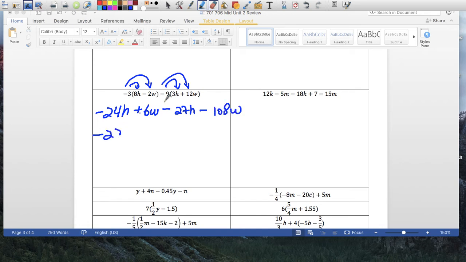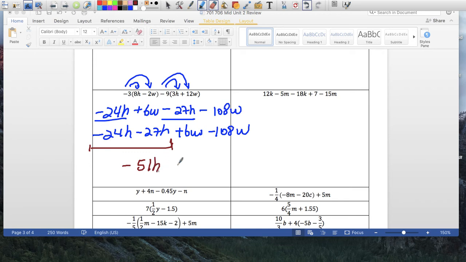Combine like terms. Let me bring things together. Move this term next to this term, and then plus 6w and minus 108w next to each other. Negative 24 minus 27 is going to give me negative 51h. And then positive 6 minus 108 is going to be negative 102w. Okay, this is definitely a calculator moment that you can use just to make sure that your answers are correct.